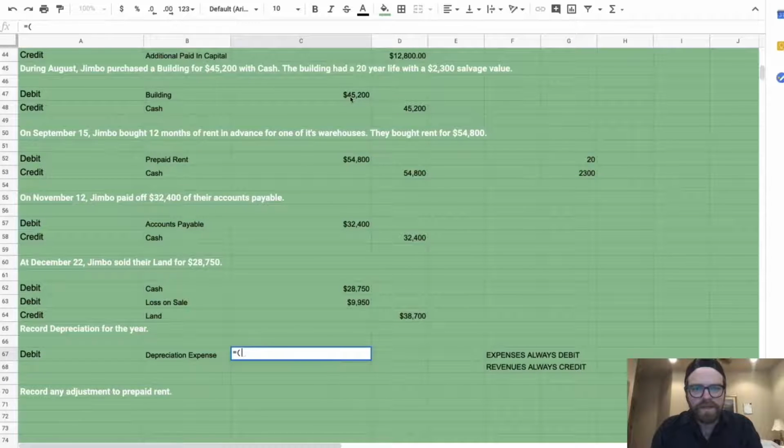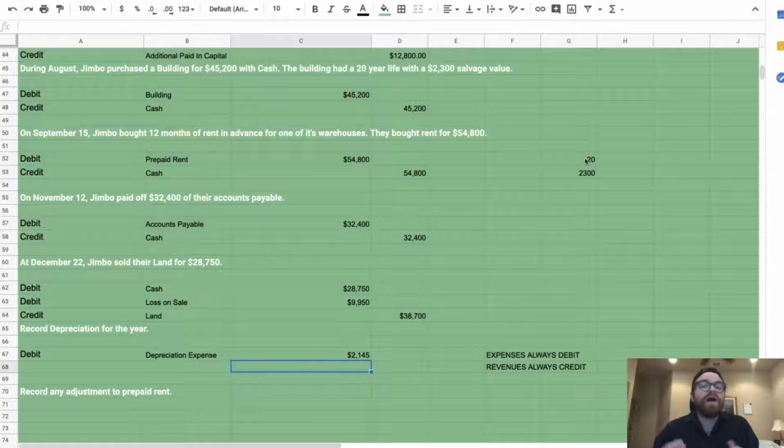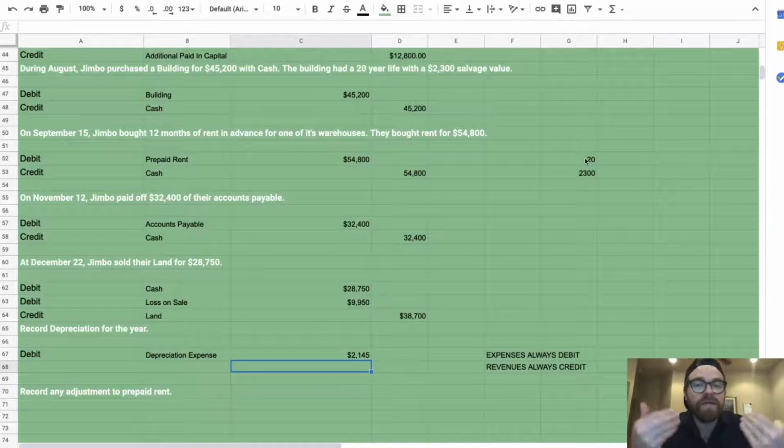Equals this number minus this number divided by this number. There we go. So 2,145 is how much we depreciate every year. That's the full annual amount of depreciation. Now, here's the thing. It says during August we got this.